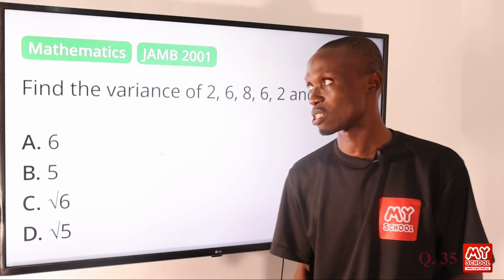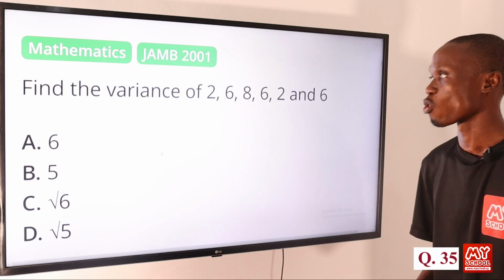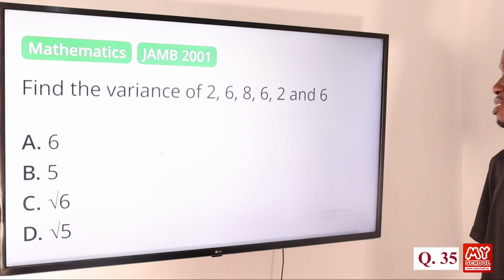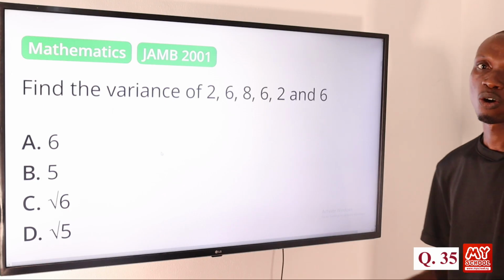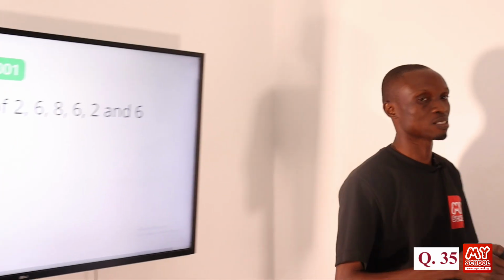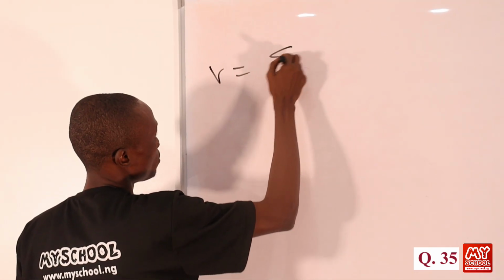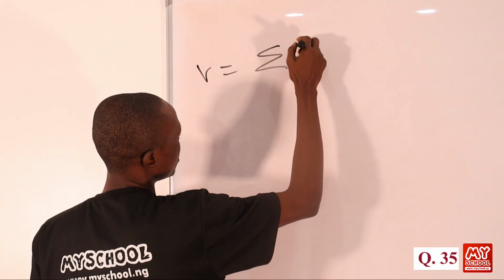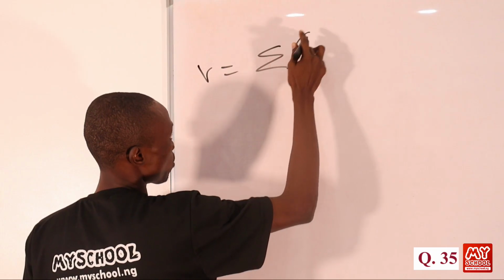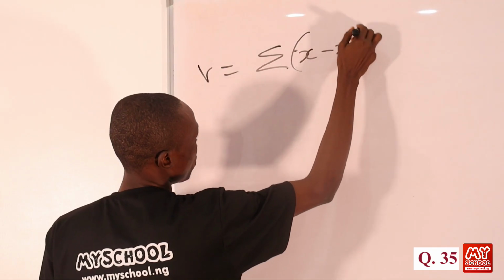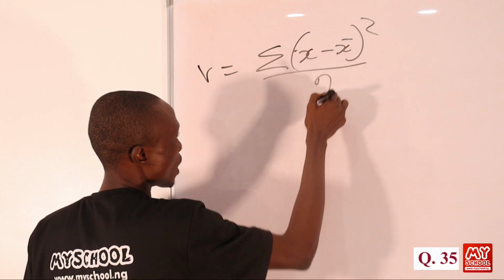Moving on to question 35. Find the variance of 2, 6, 8, 6, 2, and 6. Okay, so let's move to the board to provide the answer to this question. Remember that the formula for variance is equal to the summation of (x minus x bar) all squared, all over n.